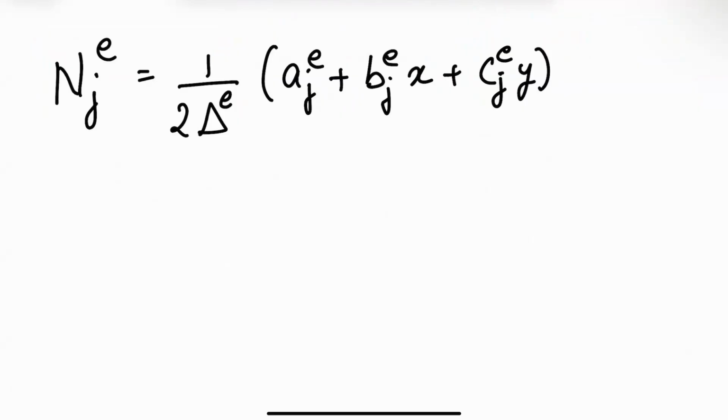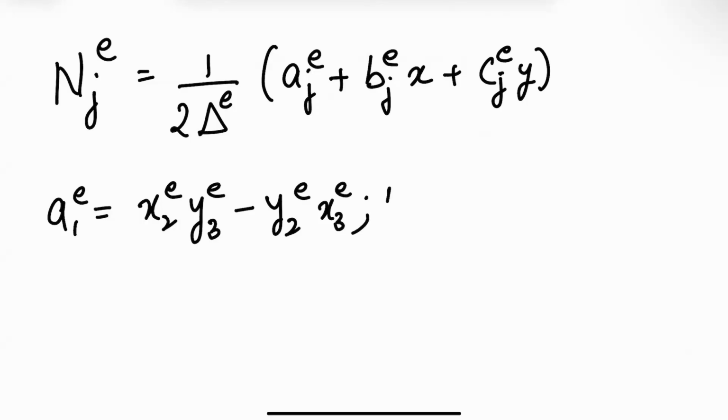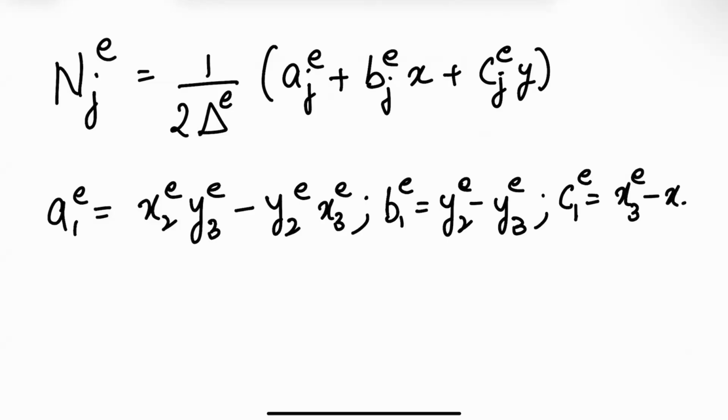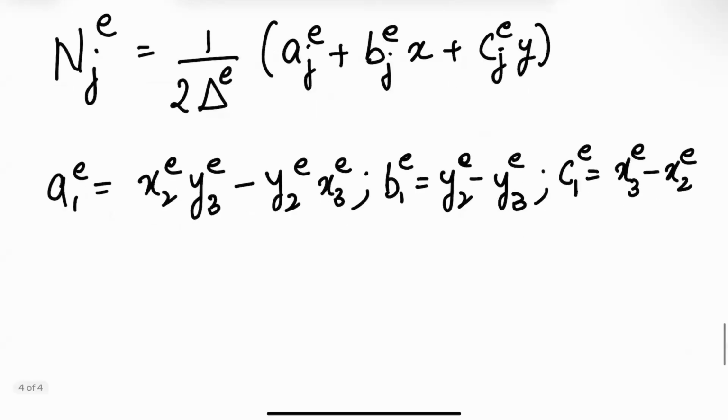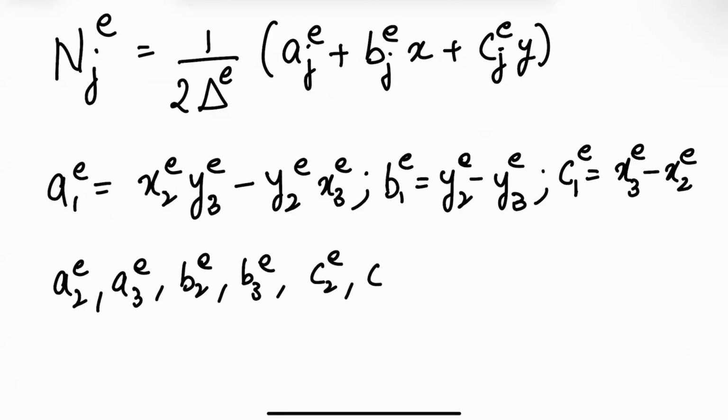So what are these a_1, b_1, c_1, a_2, b_2, c_2, a_3, b_3, c_3? So a_1^e is x_2^e y_3^e minus y_2^e x_3^e. b_1^e is y_2^e minus y_3^e. c_1^e is x_3^e minus x_2^e. Okay? And similarly, you can get a_2^e, a_3^e, b_2^e, b_3^e, c_2^e, c_3^e by cycling through the indices.